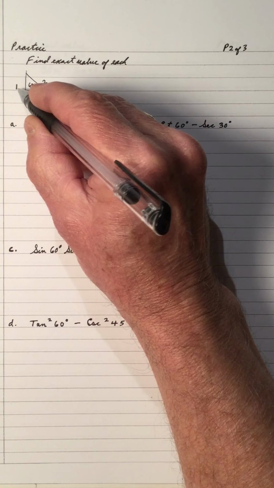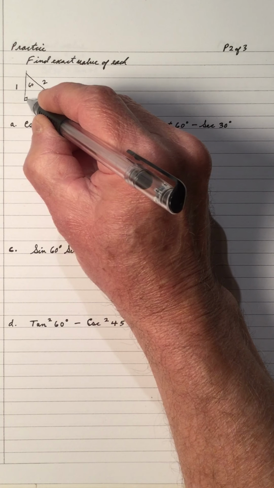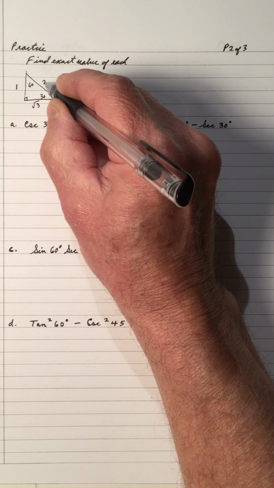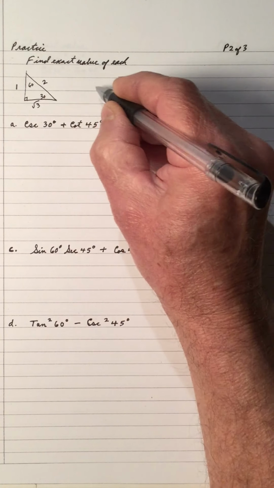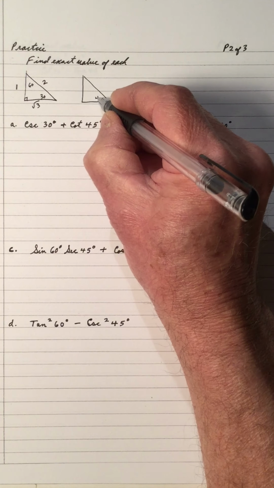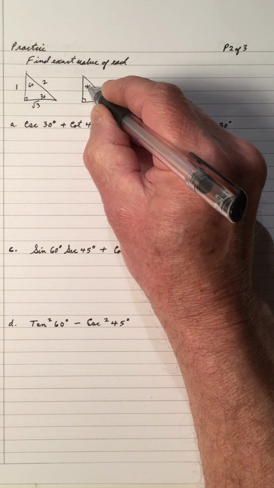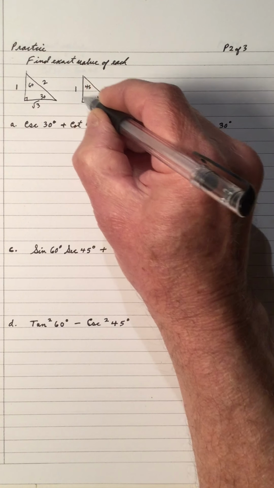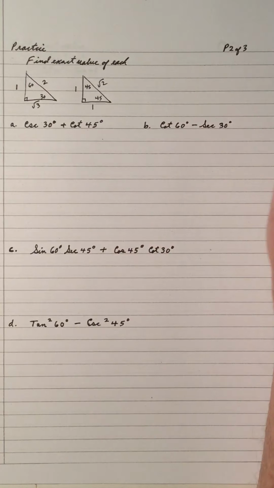And 1, smallest angle is 30, 1 is the smallest number. Largest angle is 90, so largest number is 2. The in-between angle is 60, the in-between number is root 3. We also have the 45 right triangle with a 90 degree angle. Because the two angles are equal, the two sides are equal, 1, 1, and the hypotenuse is a root 2.